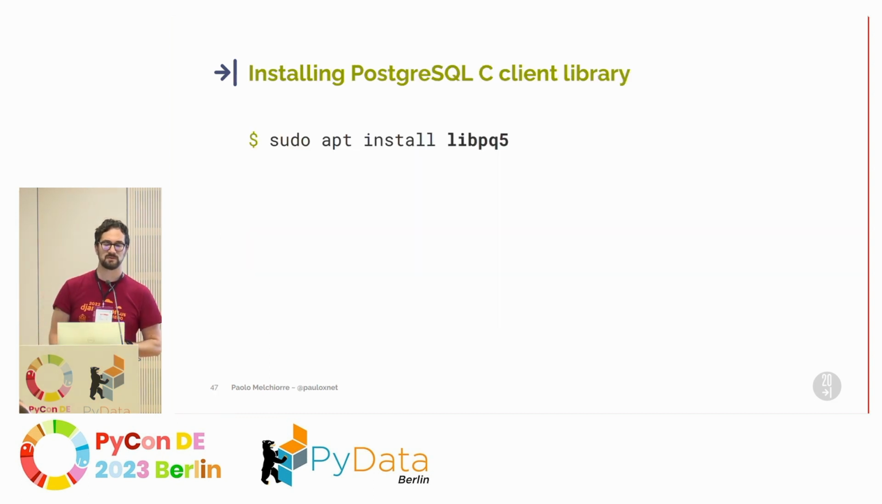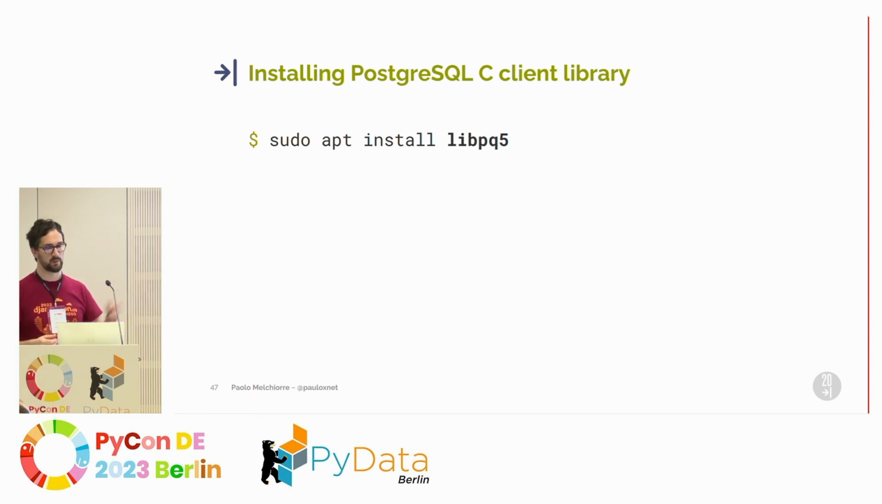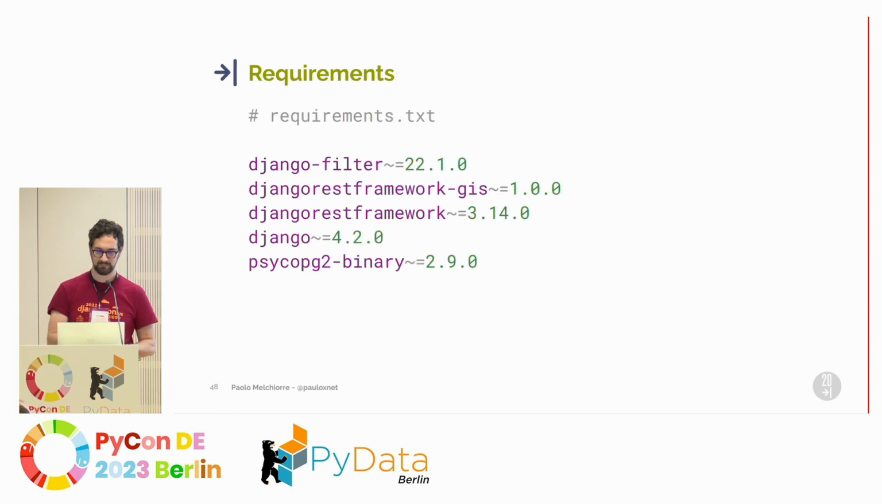In order to use PostGIS as a database backend, we need to install the Postgres C client library. As before, you can do it easily with the apt package manager. The Python requirements of our project are increasing, and therefore it's good practice to create a requirements file with the package list. In addition to Django, we are going to use Psycopg, Django filter, Django REST framework, and its geographic add-on.